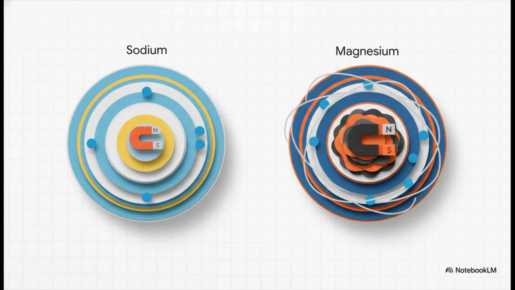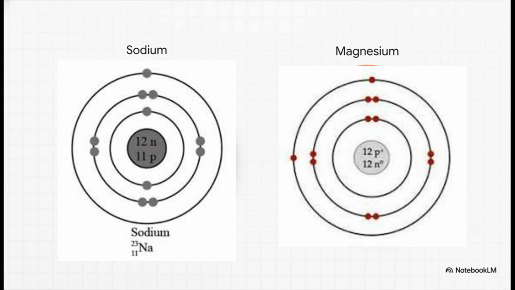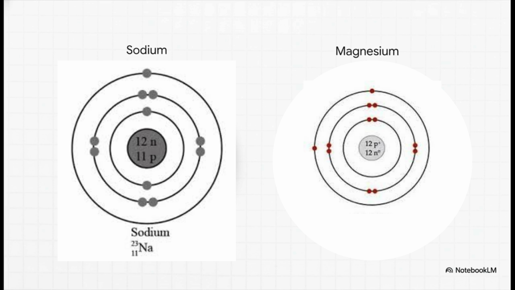Okay, let's look at two neighbors on the table, sodium and magnesium. Sodium has 11 protons. Magnesium right next to it has 12. Now, they both have the same number of coats on, the same number of electron shells, but magnesium has one extra proton. That means its nuclear magnet is just a little bit stronger. And what does a stronger magnet do? It pulls everything in tighter. So magnesium actually shrinks down, smaller than sodium.